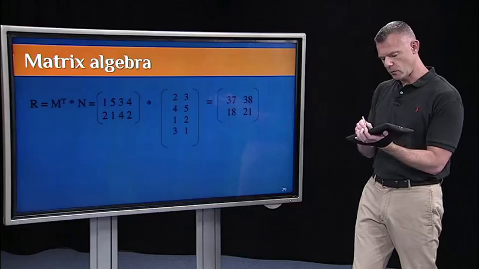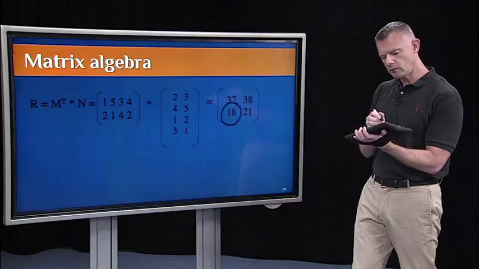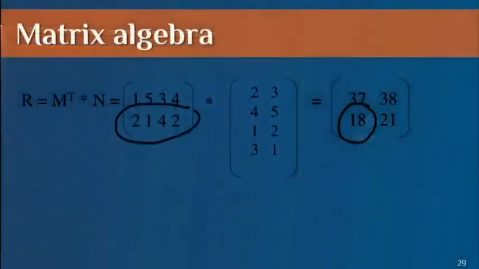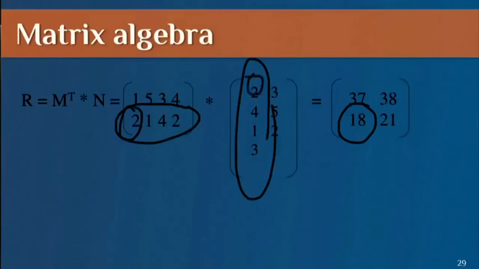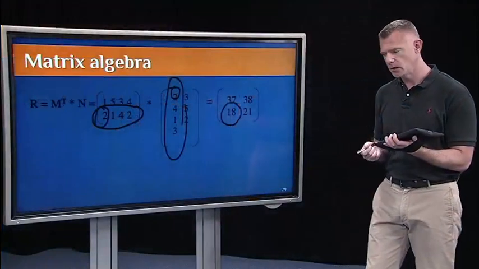We could do that for row 2, column 1. So now I'm in row 2, column 1. So I take 2 times 2 is 4, plus 1 times 4 is 4, that's 8, plus 4 times 1 is 12, plus 2 times 3 gives me 18. Okay, that's how matrix multiplication works.